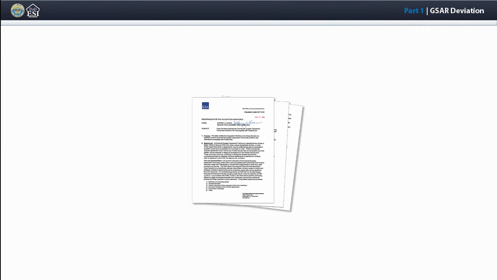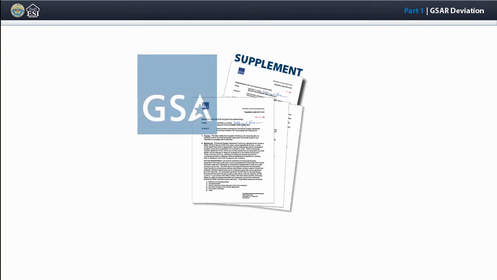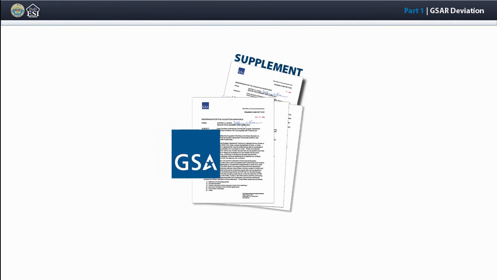This class deviation is summarized in Acquisition Letter MV 1503, dated July 31, 2015. A supplement was also issued on September 30, 2015, to provide answers to questions on negotiating commercial software license terms and conditions. Presently, this class deviation applies only to GSA contracts and orders made against GSA contracts.